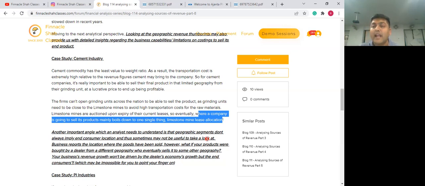So ideally, from an analysis and forecasting standpoint, if that particular geography is going to grow at this rate, you can estimate your revenue to be growing at that rate. But you really need to understand, is that really your end customer? If he or she is not your end customer, then that geography plays no role whatsoever, because that person is simply acting like a dealer. He's buying from you and reselling that product to some other geography which you are completely unaware of. One such example is PI Industries.